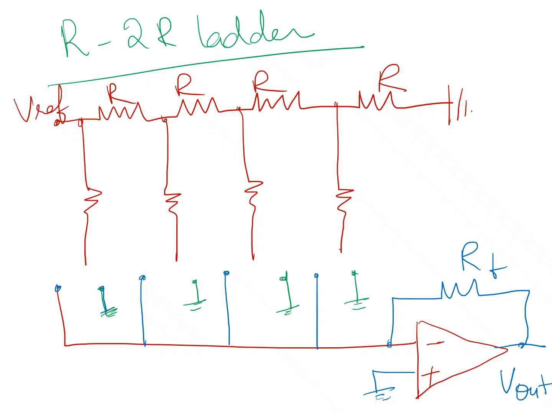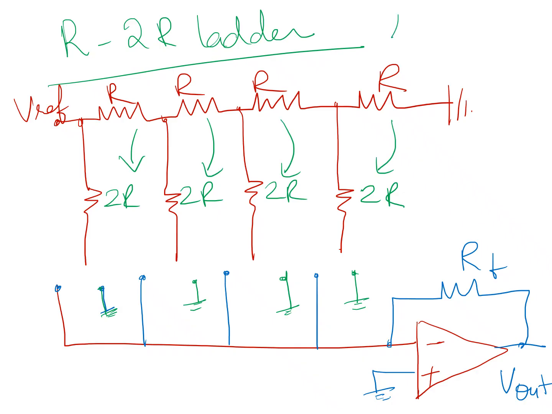We have switches here to be connected. So these values are 2R. Since the arrangement is that of a ladder, it is called R to 2R, R to 2R, R to 2R, R to 2R, and R to 2R. So we have 4 pairs of R to 2R. The diagram shown here is a 4-bit DAC.